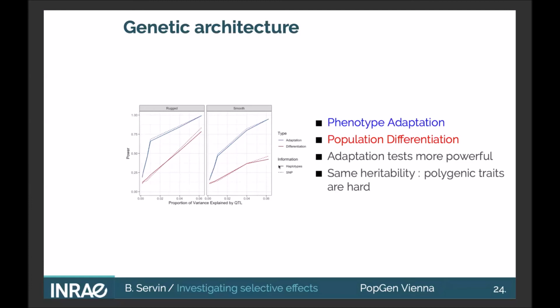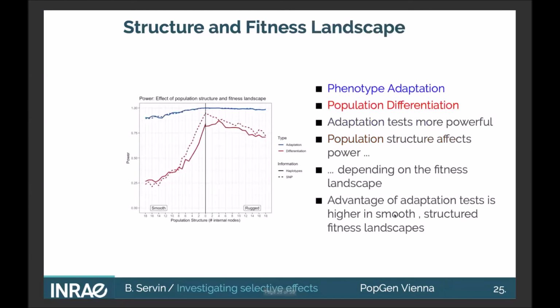Okay, but you can see that when the QTL has a small effect, then it becomes very difficult to detect. So for polygenic traits, it is hard to find these QTL. But what's maybe more important is that this difference in power actually depends also on the population structure, how much relatedness there is between populations, and the fitness landscape. So let me show you through these pictures.